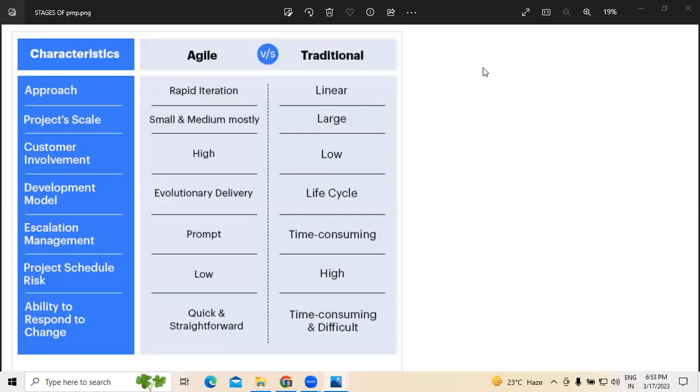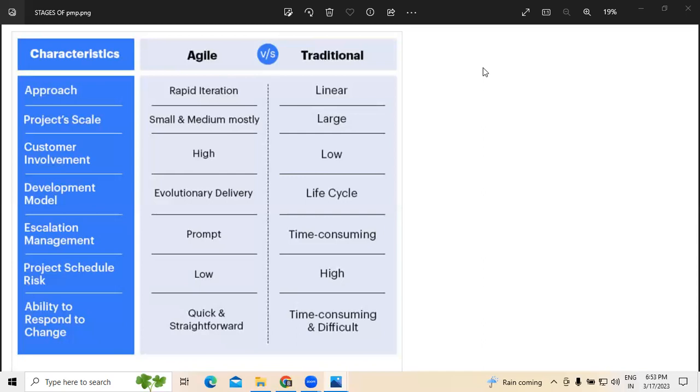We do the estimation part, we complete it, and we execute and deliver it to the customer. Any iterations in near times will be coming, so that will be added into the existing one and it will move further. That's how generally it will be. Now the third characteristic is called customer involvement.